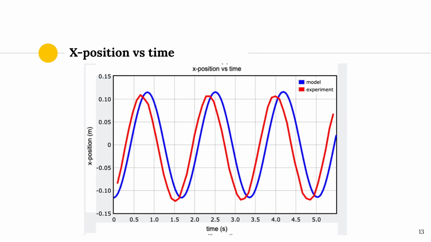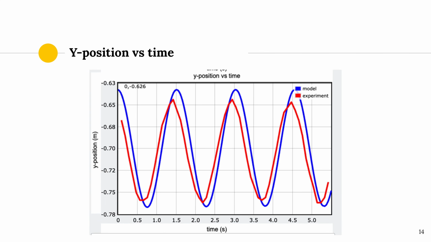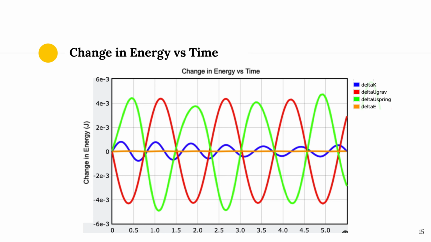When I ran the code, 3 graphs were displayed. The first one was the graph of x position over time, and the second one was the graph of y position over time. And the third one was the change in energy over time.